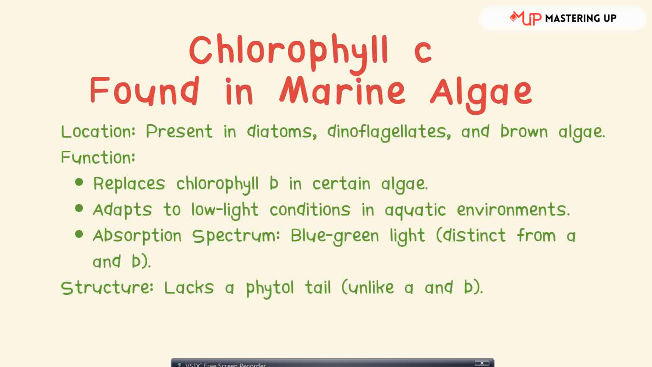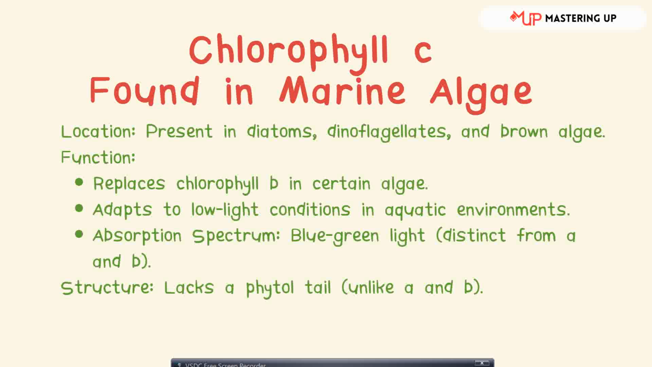Its absorption spectrum is blue green. First in chlorophyll A, that is blue violet to red, and chlorophyll B blue to orange, and now it's blue green light, distinct from chlorophyll A and B. And now about the structure, it lacks a phytol tail. In chlorophyll A there is a CH3 methyl group, and in chlorophyll B there is CHO, that is formyl group. And unlike A and B, chlorophyll C lacks the phytol tail.